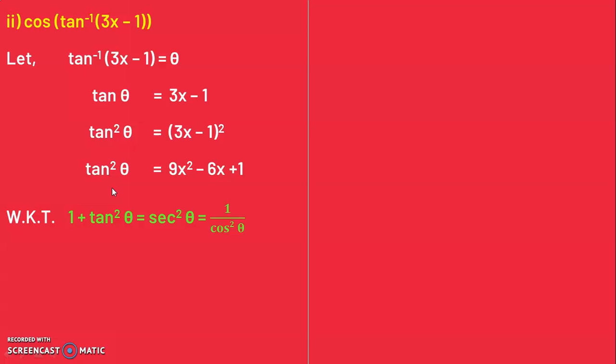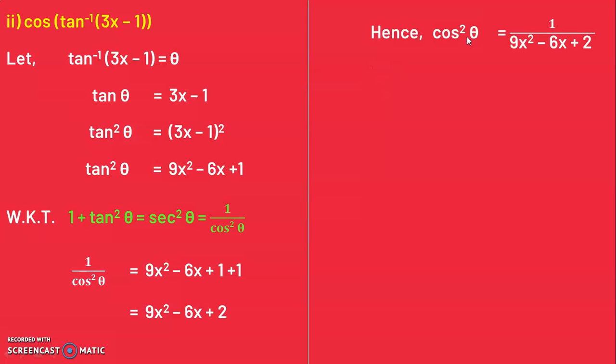So 1 by cos square theta is equal to 1 plus tan square theta. Tan square theta is 9x square minus 6x plus 1, and this 1 is added to this term, so plus 1. Therefore the answer will be 9x square minus 6x plus 2. So now 1 by cos square theta is equal to 9x square minus 6x plus 2. So cos square theta will be the inverse of this term, that is 1 by 9x square minus 6x plus 2.